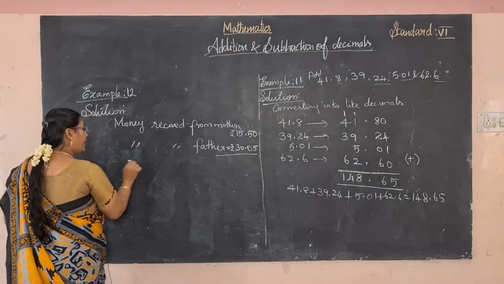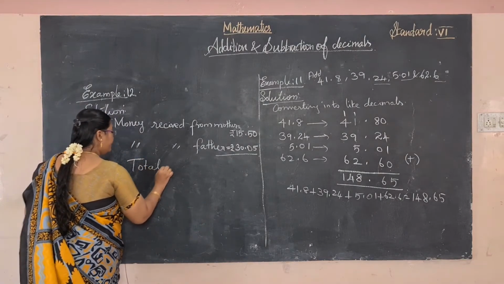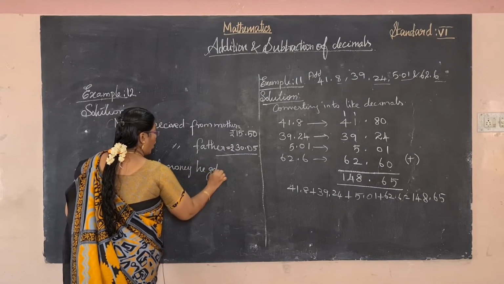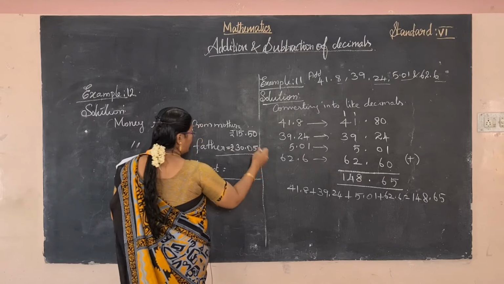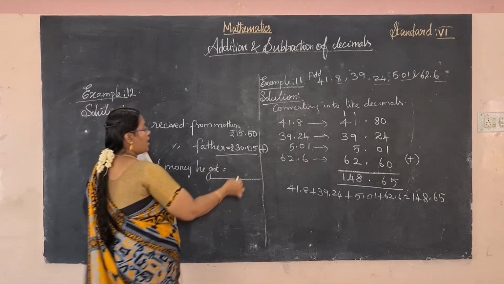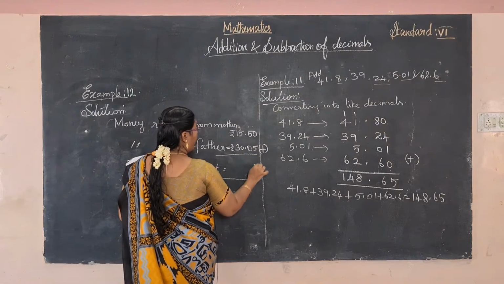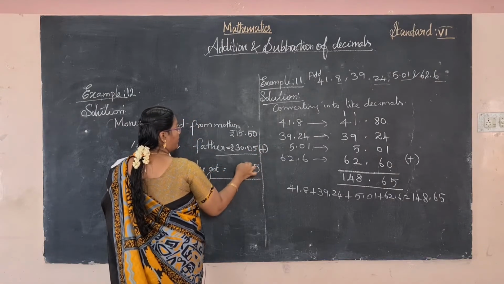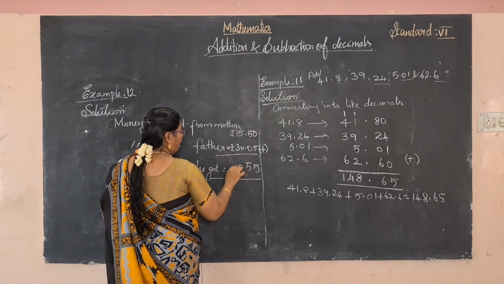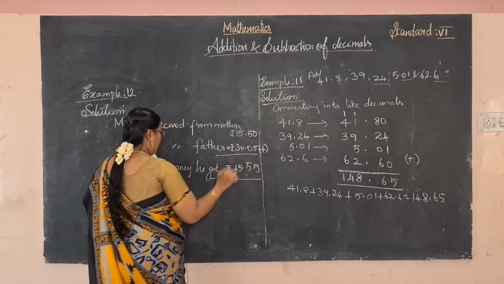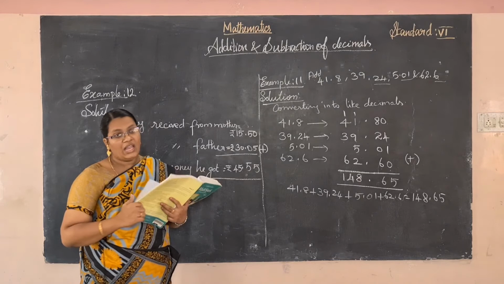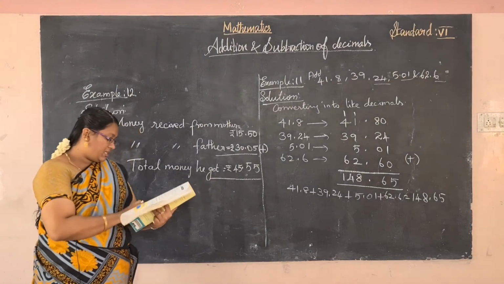So total money he got, add these two values. Which operation are we doing in this place? Addition. Okay, so add 0 plus 5, 5; 5 plus 0, 5; 5 plus 0, 5; 1 plus 3, 4. So totally that boy got rupees 45 rupees 55 pies. Okay, right.